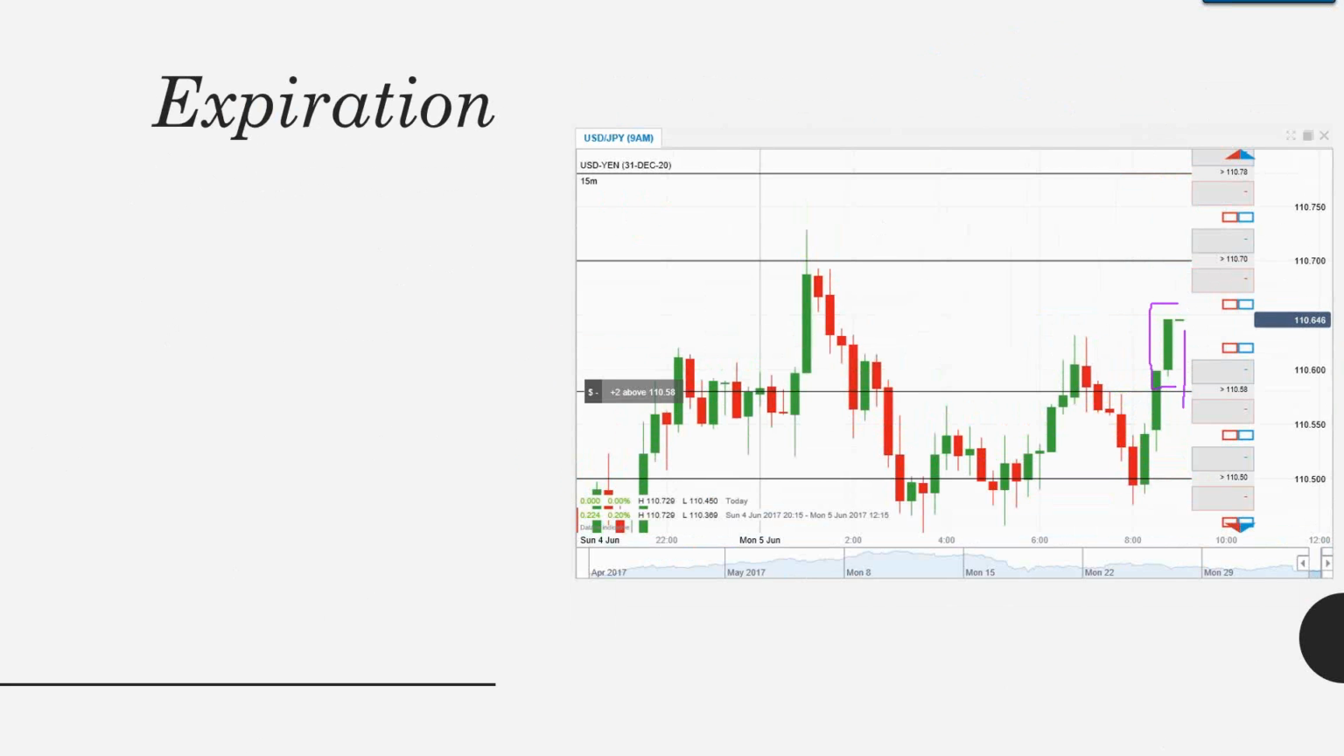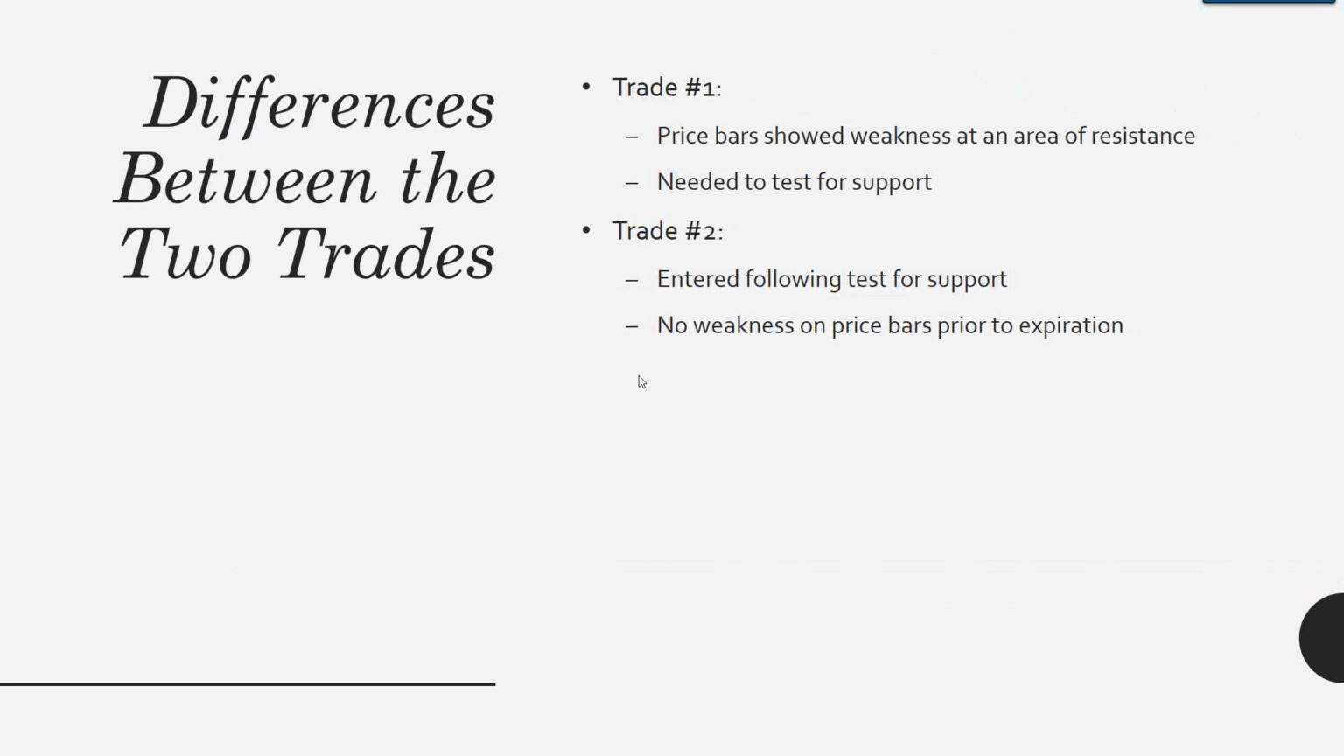Okay, before we go and look at any charts, I want to sum up the differences between the two trades. The first trade, the price bar showed you weakness at an area of resistance. That told you it needed to test for support. Trade number 2, you entered following the test for support, and there was no weakness on the price bars prior to expiration.